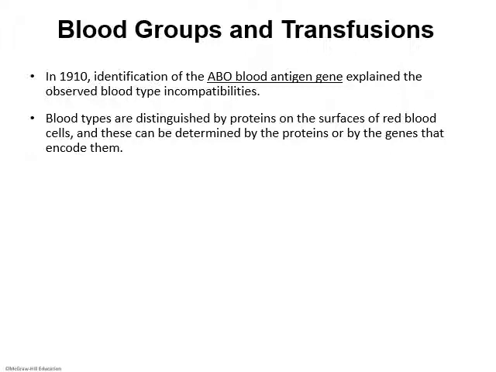So in 1910, we identified the ABO blood genes. So these are carbohydrates or markers on your red blood cells that determine your blood type. Prior to that, we did not understand that there were different types of blood. We just thought blood was blood.